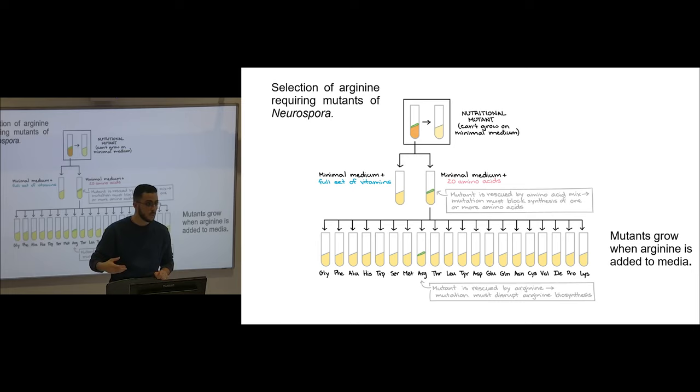So what they did is that they used X-ray to mutate DNA at random. And they found that when growing the cells on different minimal media, so they have almost nothing in it, and then they supplement it with a specific amino acid, these mutants required arginine as a supplement to be able to grow. And that usually means that there's a mutation in a gene that makes arginine for these Neurospora. Does that make sense? Good.